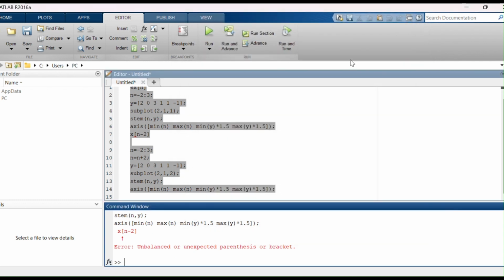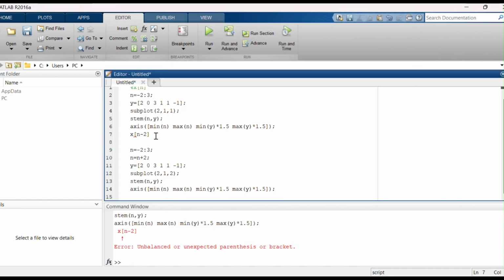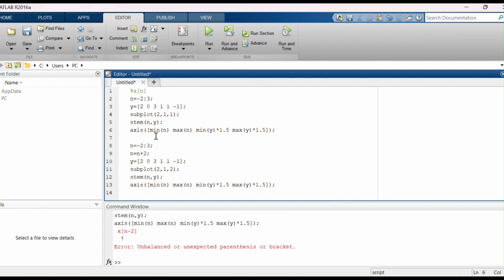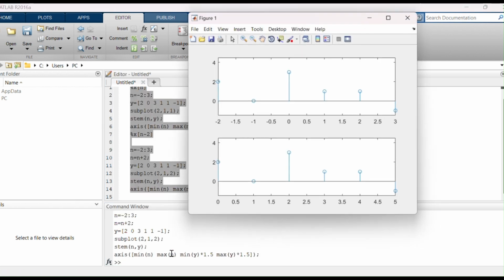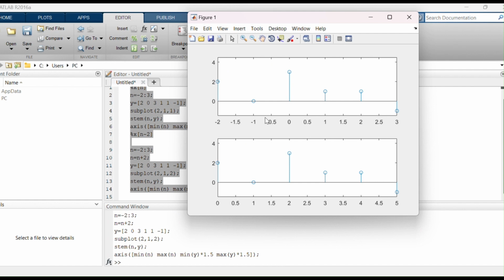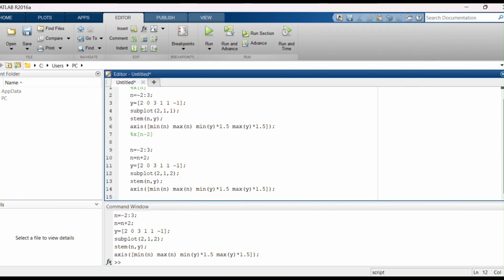Okay, there's something wrong. Okay, and this should be commented. I was just typing it to show you. And here it is. This is the x of n, and this is the x of n minus 2. I hope it's clear. Let's see the next examples.